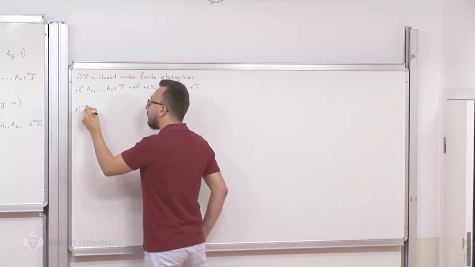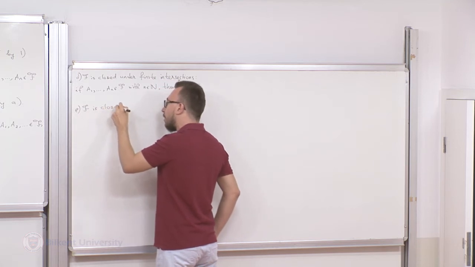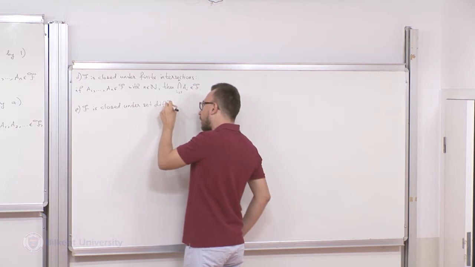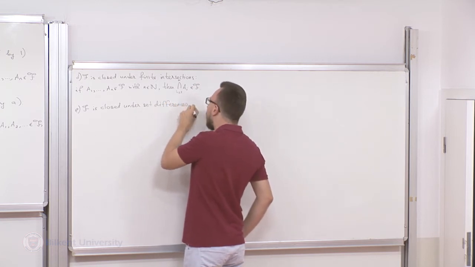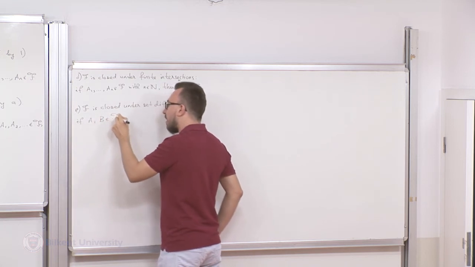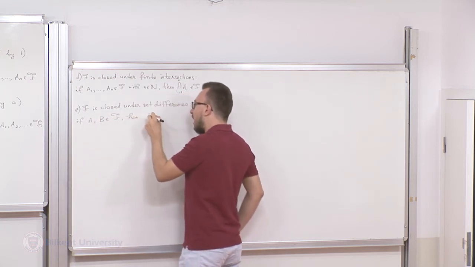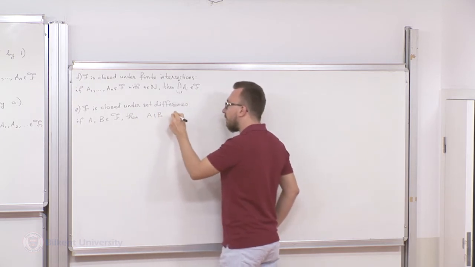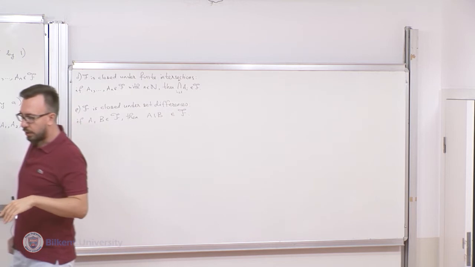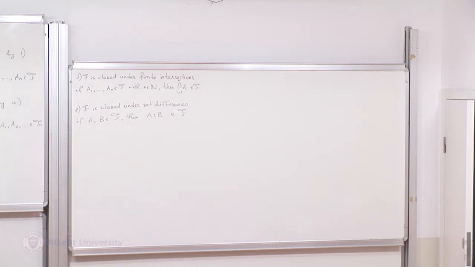So F is closed under set differences. So if I have A and B in F, then A minus B, the set difference, is in F. And also, since I say it, I can switch the roles of A and B and say that B minus A is also in F.